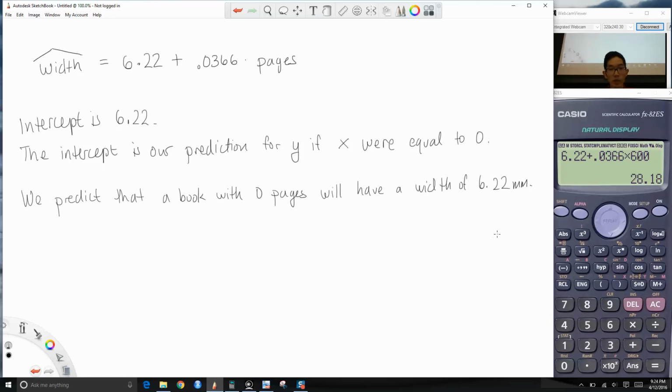Okay, and so in the context of books, we can imagine a book having 0 pages. That would be as if I tore out all of the pages and was just left with the covers. From a practical standpoint, this would be the width of the covers. So for books, the interpretation is that this is the width of the covers.